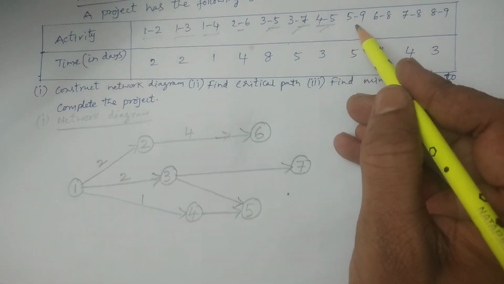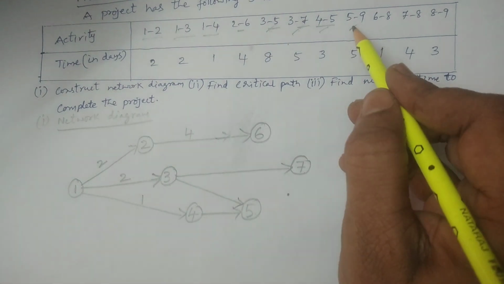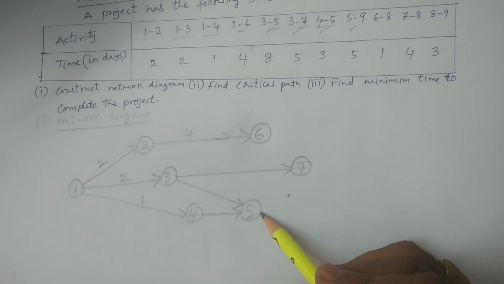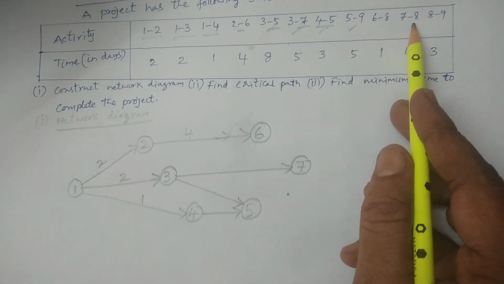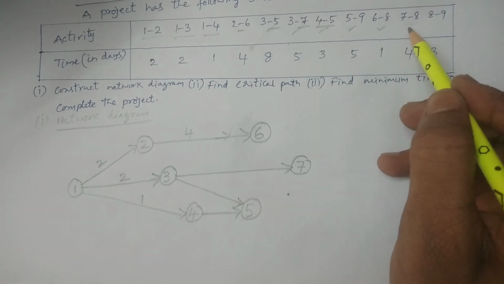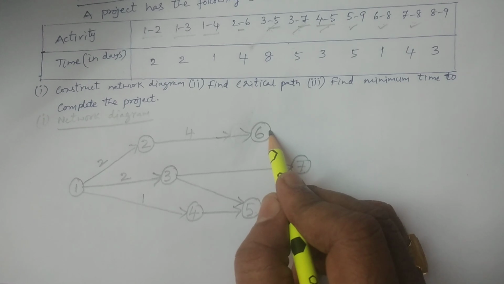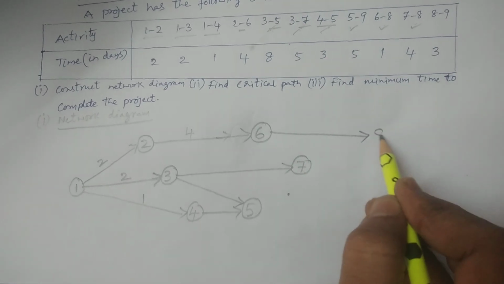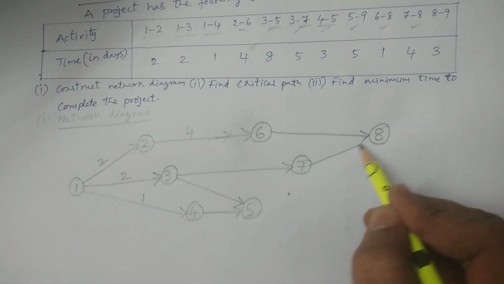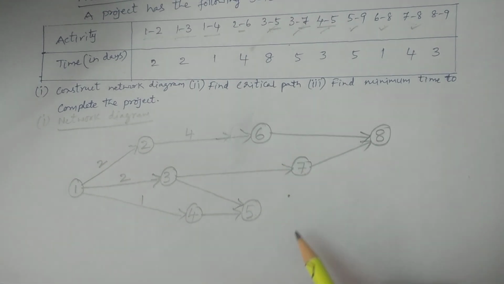And then 5 to 9. Before that you have an activity 8. So we see later 5 to 9, 6 to 8, 7 to 8. From 6 and 7, the eighth event is going to be considered, and two activities are going to be formed, 6 to 8 and 7 to 8. If I draw 8 here, you have to connect from 7 and 6. Like this I am constructing.